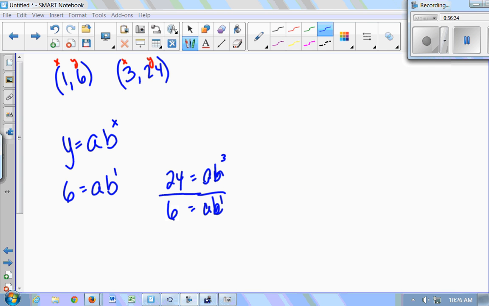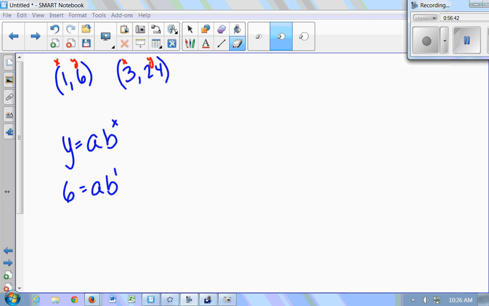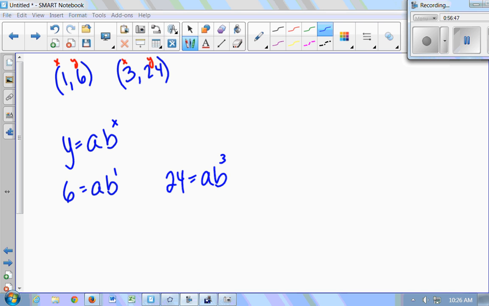Okay, so then you've got two equations with two unknowns. 24 equals ab cubed and 6 equals ab to the first. Let me just explain this again. Cardinal rule of equations is you do the same thing to both sides, right? So if I divided this side by 6, I'd have to divide the other side by 6 also, or something that's equal to 6, right? As long as the thing I write there is the same thing as 6. And a times b to the first is 6, right? That's what this equation says.